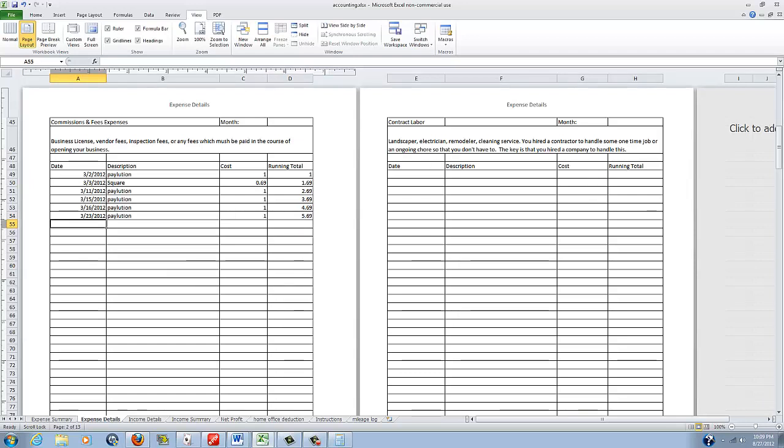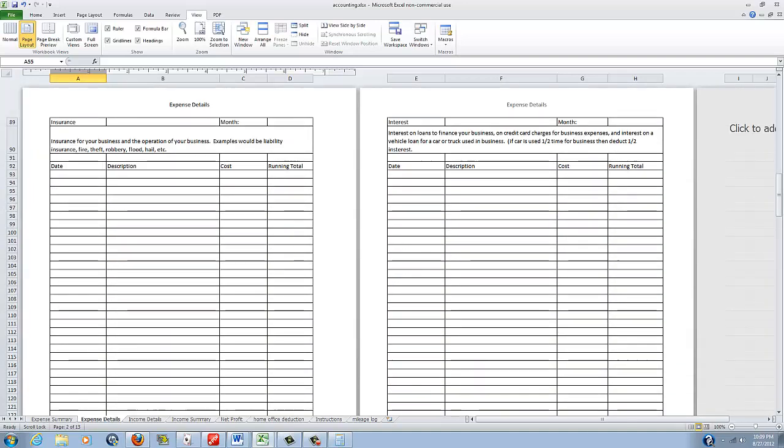Contract labor. If you have people that come to your house, clients that come to your house, if you have to hire a contractor to do some things around your house, you may be able to deduct that from your taxes, such as yard work, cleaning service, electrician, things like that. I don't have any contract labor, so we're just going to skip that.